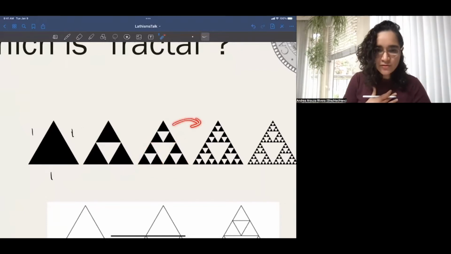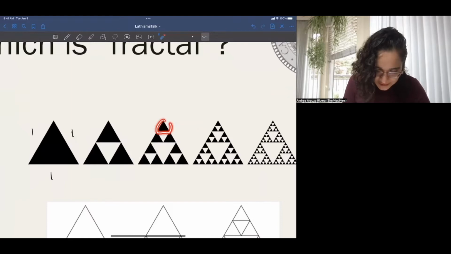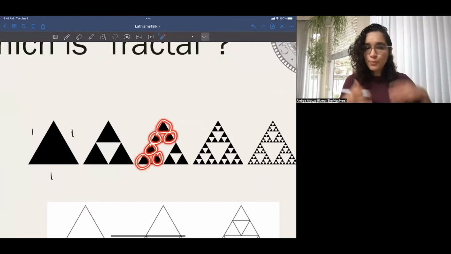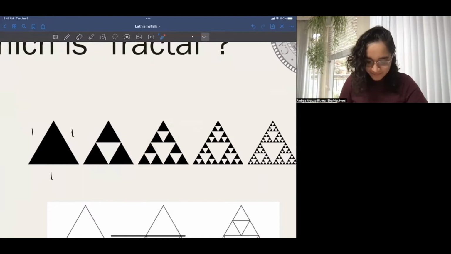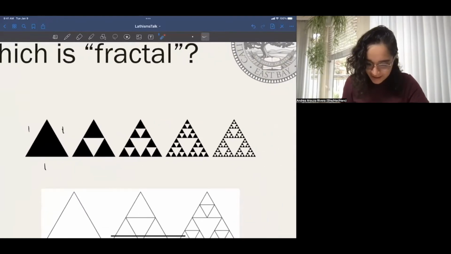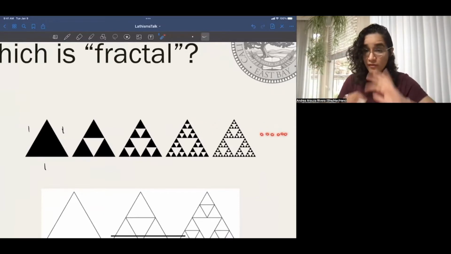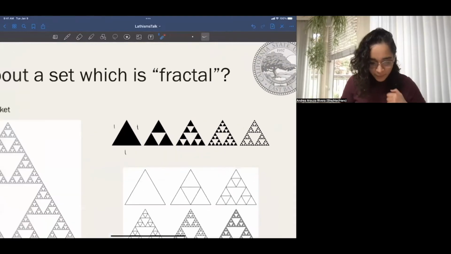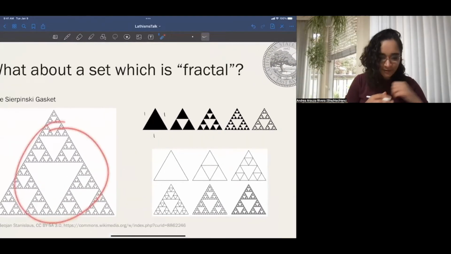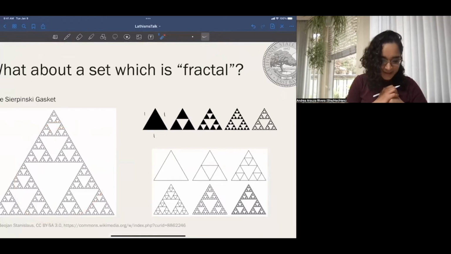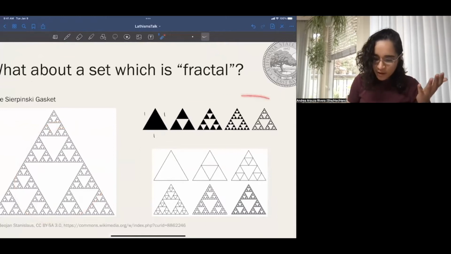In the next step, I do the same thing, right? Now I have this little triangle. I've got 9 of these little black triangles. I repeat the construction for each one. In this way, I get this sort of iterative way of building up to the Sierpinski gasket. I keep doing this over and over forever, and what I end up with is this set right here, the set called the Sierpinski gasket. So that's one way of building the Sierpinski gasket.